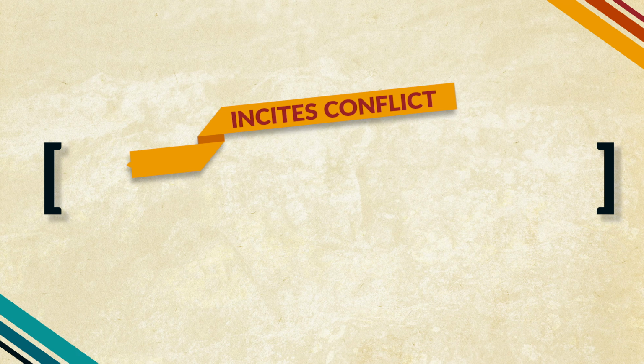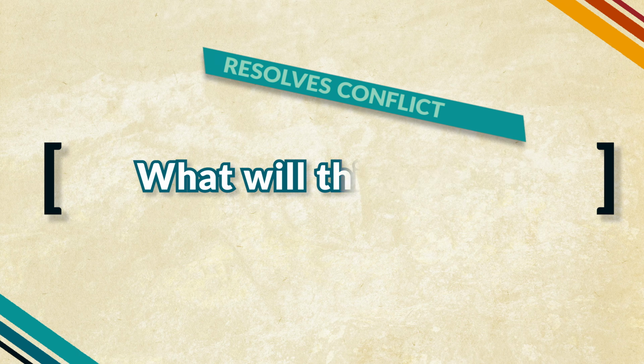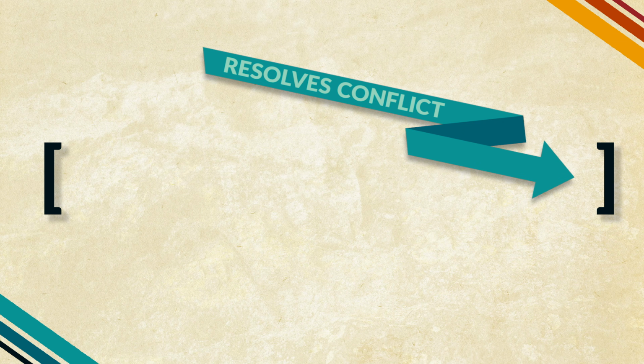Imagine your story as a series of open and closed brackets. Each open bracket is a new predicament or conflict or question. The story makes you ask, what will this lead to? And each closed bracket is an answer to a question. This is what will happen.